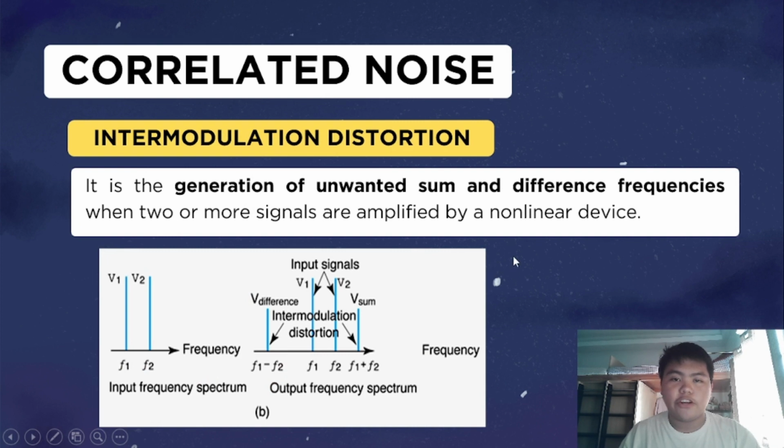The second type of correlated noise is intermodulation distortion. It is a noise that generates unwanted sum and difference frequencies when two or more signals are amplified by a nonlinear device. In the given picture, we have the input frequency spectrum, which has F1 and F2. When we create the output frequency spectrum, we have a spectrum that contains unwanted sum and unwanted difference frequencies produced by a nonlinear device. Therefore, this type of noise is intermodulation distortion.